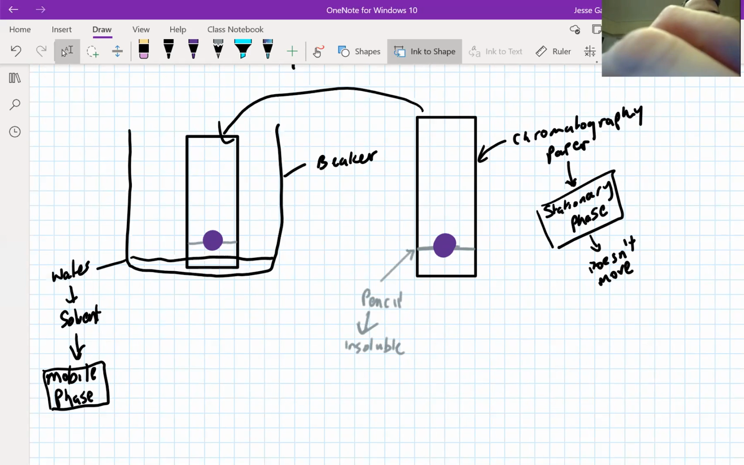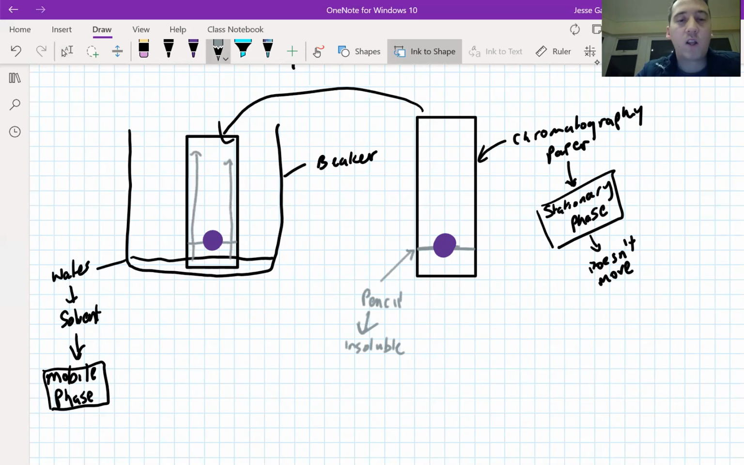Now, why is it a mobile phase? Well, it's a mobile phase because the water is going to get sucked up the paper. So we would leave the experiment while the water moves up the paper. And we would stop when the paper is almost wet all the way up to the top. That's when we would know the experiment is over.